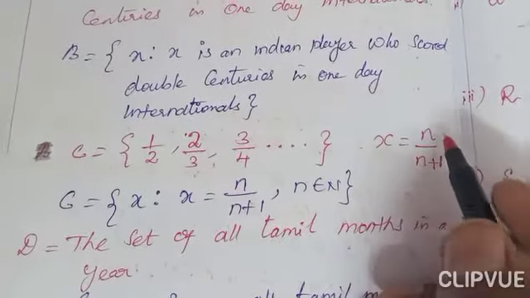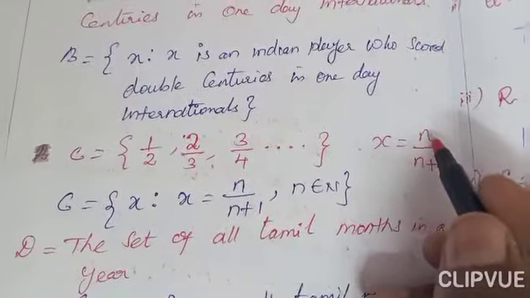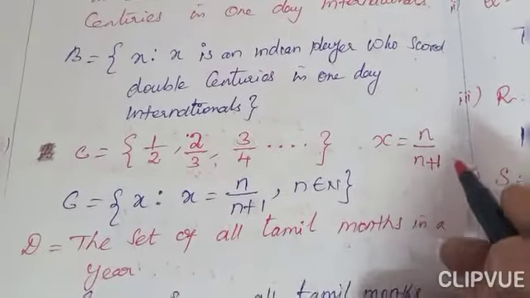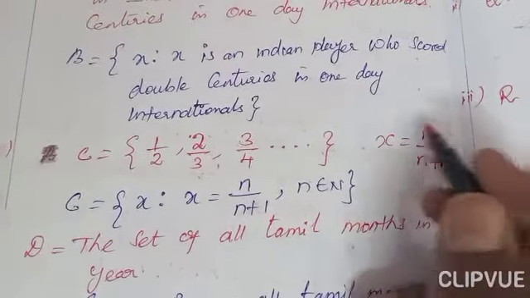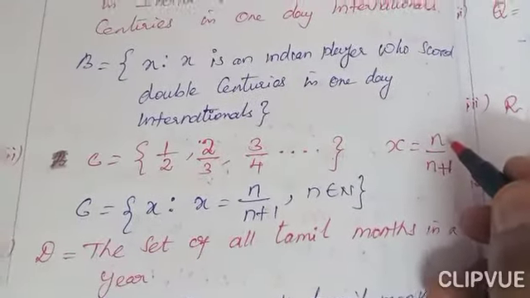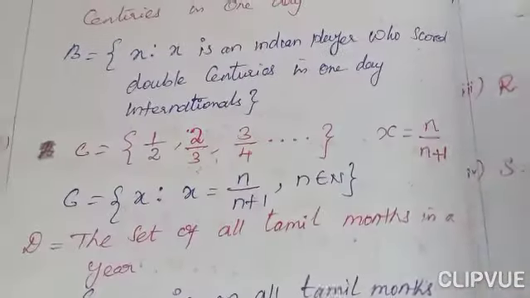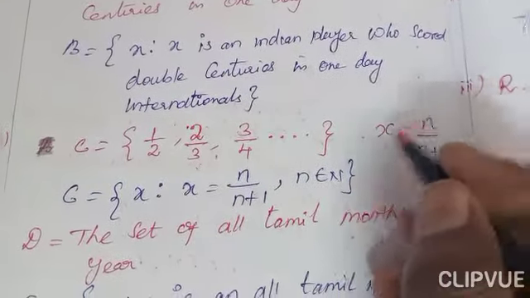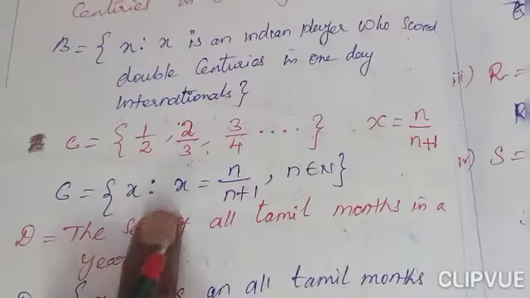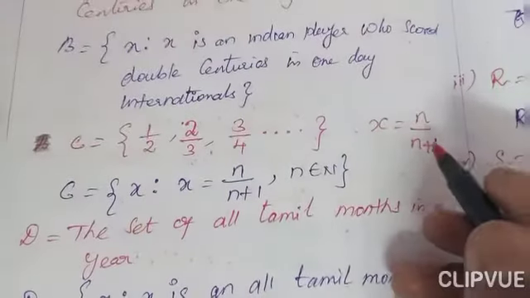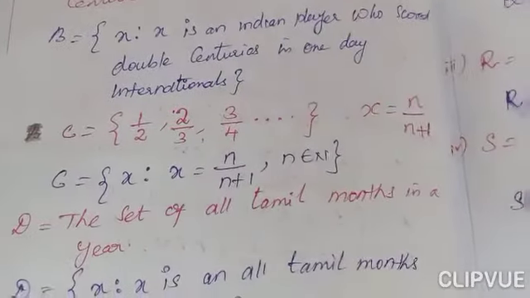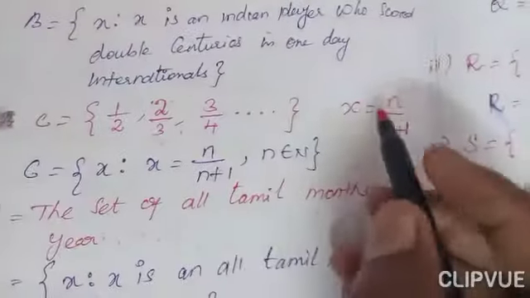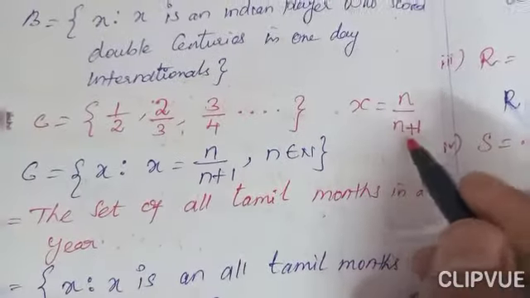So look at the formula. First, suppose you are taking the number 1: 1 by 1 plus 1. So whatever number we are taking, we represent that number as n. Otherwise any variable you can keep, but not x, because we are representing the element as x. Here I have taken x equals n by n plus 1.